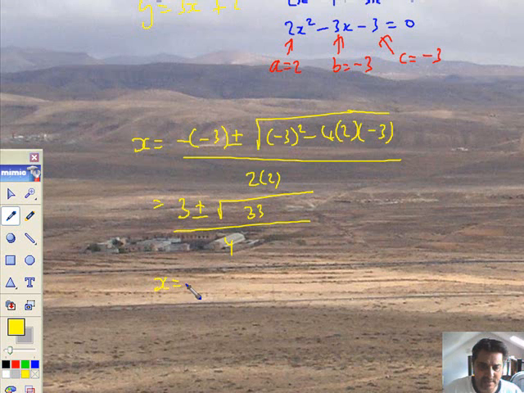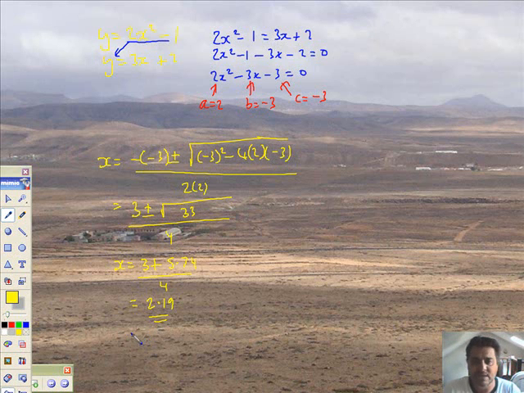So x is going to be 3 plus whatever the square root of 33 is, so root of 33 equals 5.74, divide that by 4, and I'm going to get an answer right now. So I'm going to add on my 3 equals, and divide that by 4 and press equals. I've got 2.19. That's to 2 decimal places.